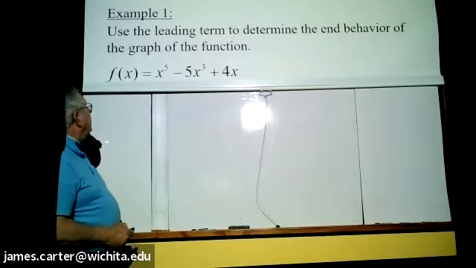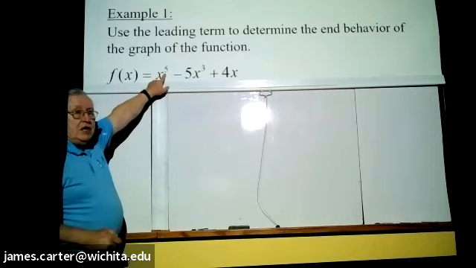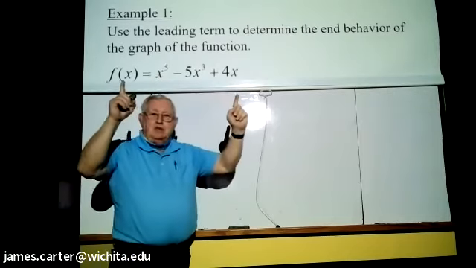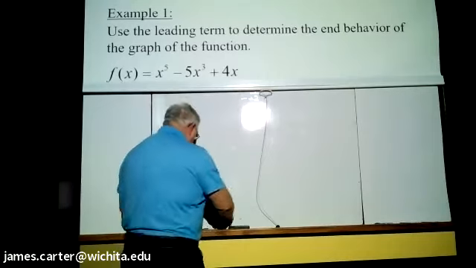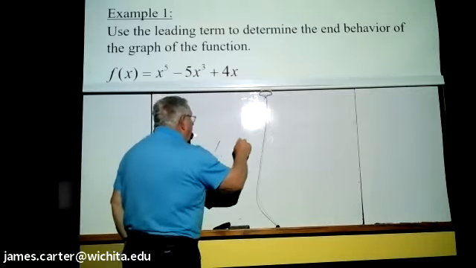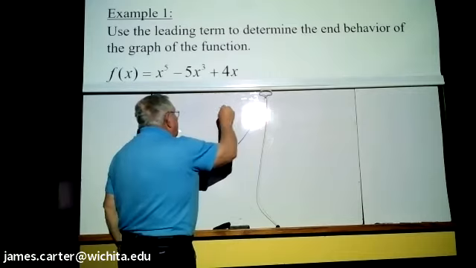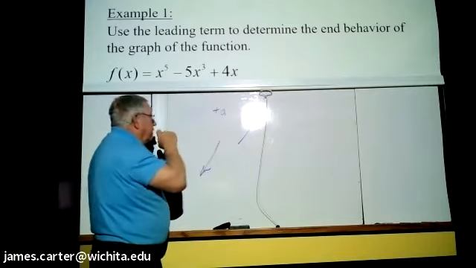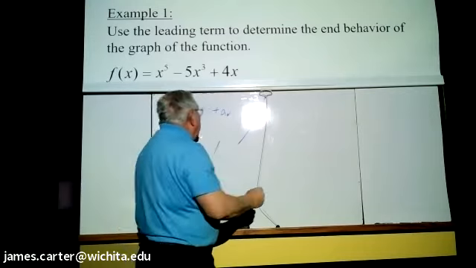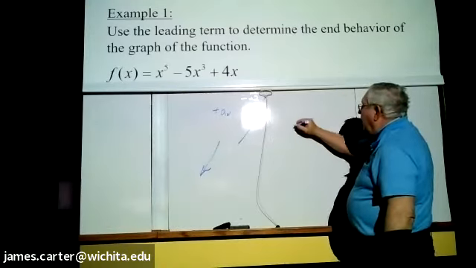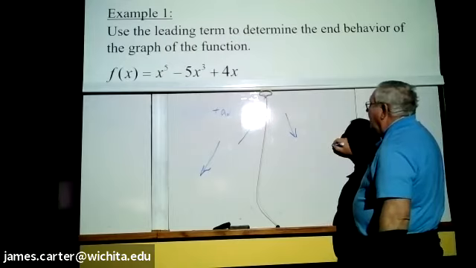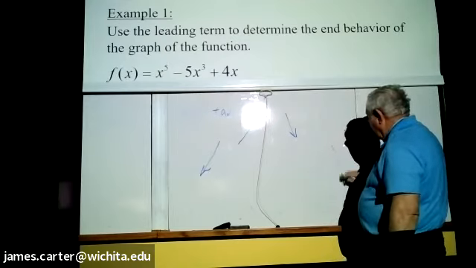Okay, so we're back to this again. This time we've got a fifth degree, an odd power on the leading term. So we're not going to have this motion. Fifth degree, or any odd power, will always go down that way and up this way if A is positive. The first one, we'll call that A sub n. An odd number power will go this way and that way.